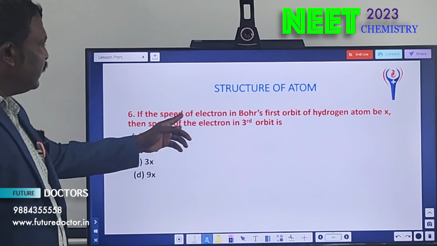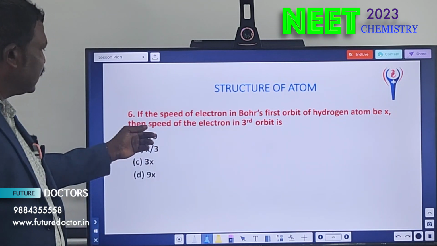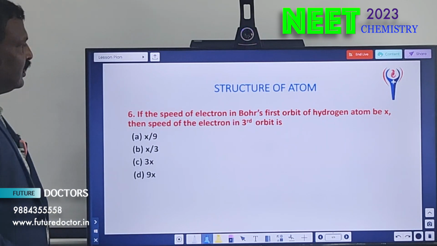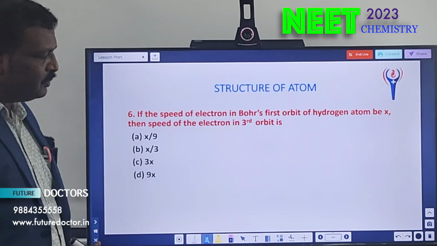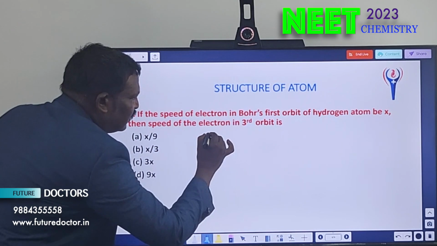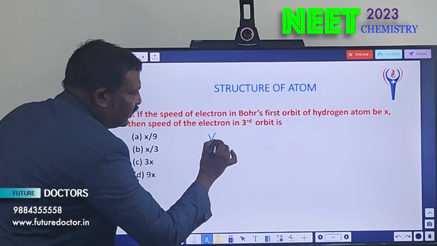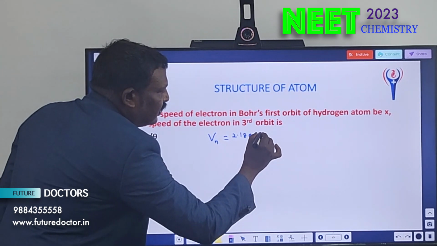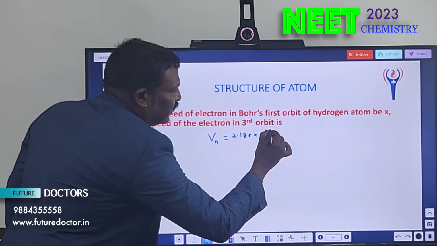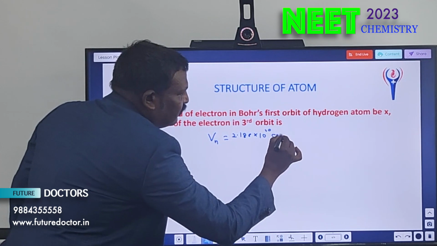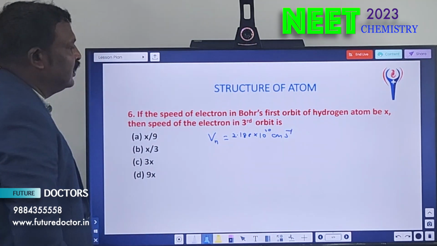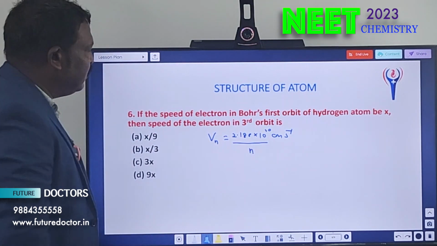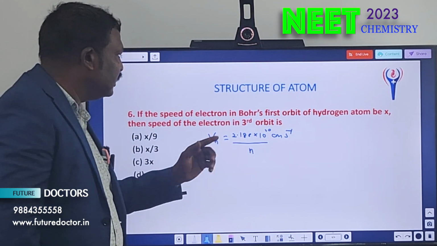If the speed of electron in Bohr's first orbit of hydrogen atom is x, then what is the speed of electron in the third orbit? Understood? There is a relationship for the speed of electron in an orbit. The velocity of electron in the nth orbit is equal to 2.188 into 10 power 8 centimeter per second divided by n, where n is the orbit number. So velocity and orbit number are inversely proportional.